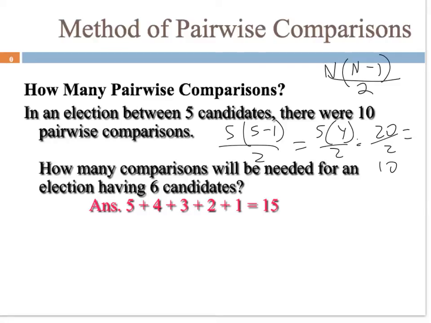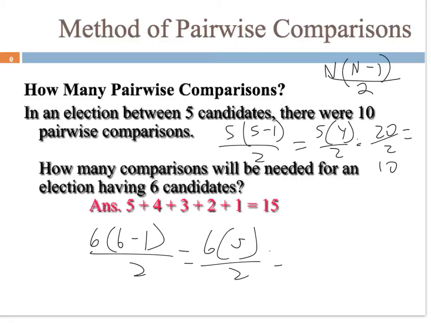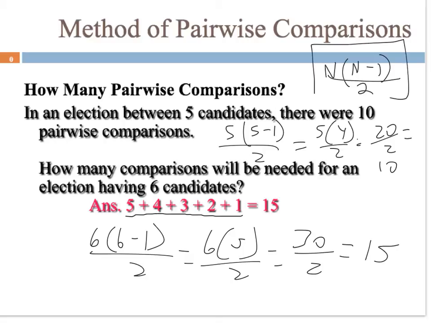Okay? How many comparisons will be needed for an election having 6? So I can do the same thing. 6 times 6 minus 1, all over 2. And that's going to be 6 times 5 divided by 2, so 30 divided by 2, which gives us 15. Also, if you have 6 candidates, we can just add up the numbers below 6. So 5 plus 4 plus 3 plus 2 plus 1 equals 15. So that works too, but again, if you have a really large number, you may want to use the formula instead. So this is going to be that formula when you want to know the amount of pairwise comparisons before you get started.